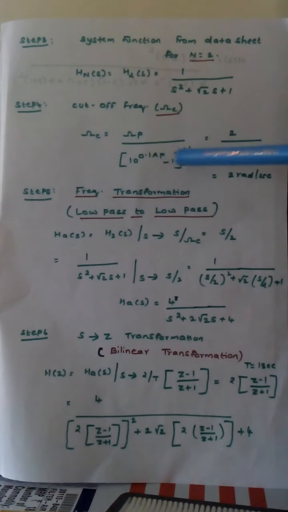The formula will be omega p divided by 10 to the power of 0.1 ap minus 1, the whole power of it is 1 by 2 into n. The n value we got is 2, so 2 into 2 is 4. If you substitute here, we'll get it as 2 radian per second.